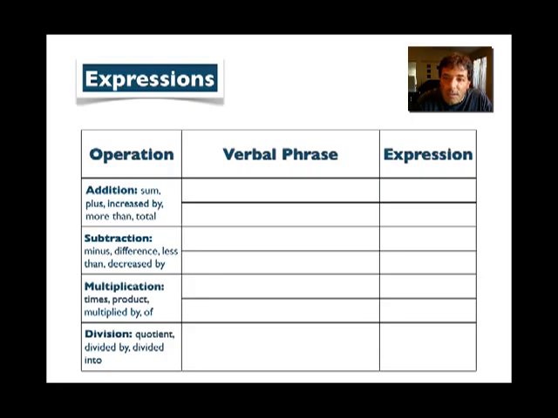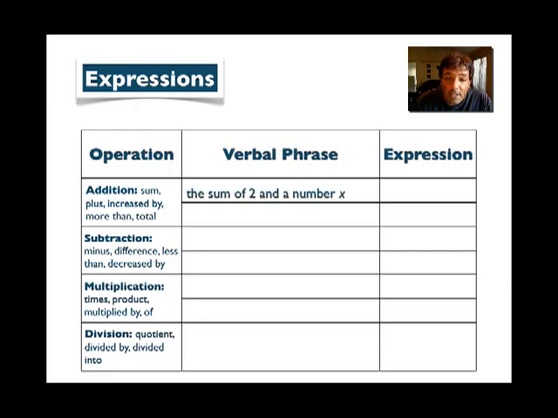So what we're going to do for the next minute or two is give you some verbal phrases. I'm going to give you some words and change those into expressions. And an expression is just a mathematical sentence that uses one of the operation signs and variables or numbers. So let's do the first one.